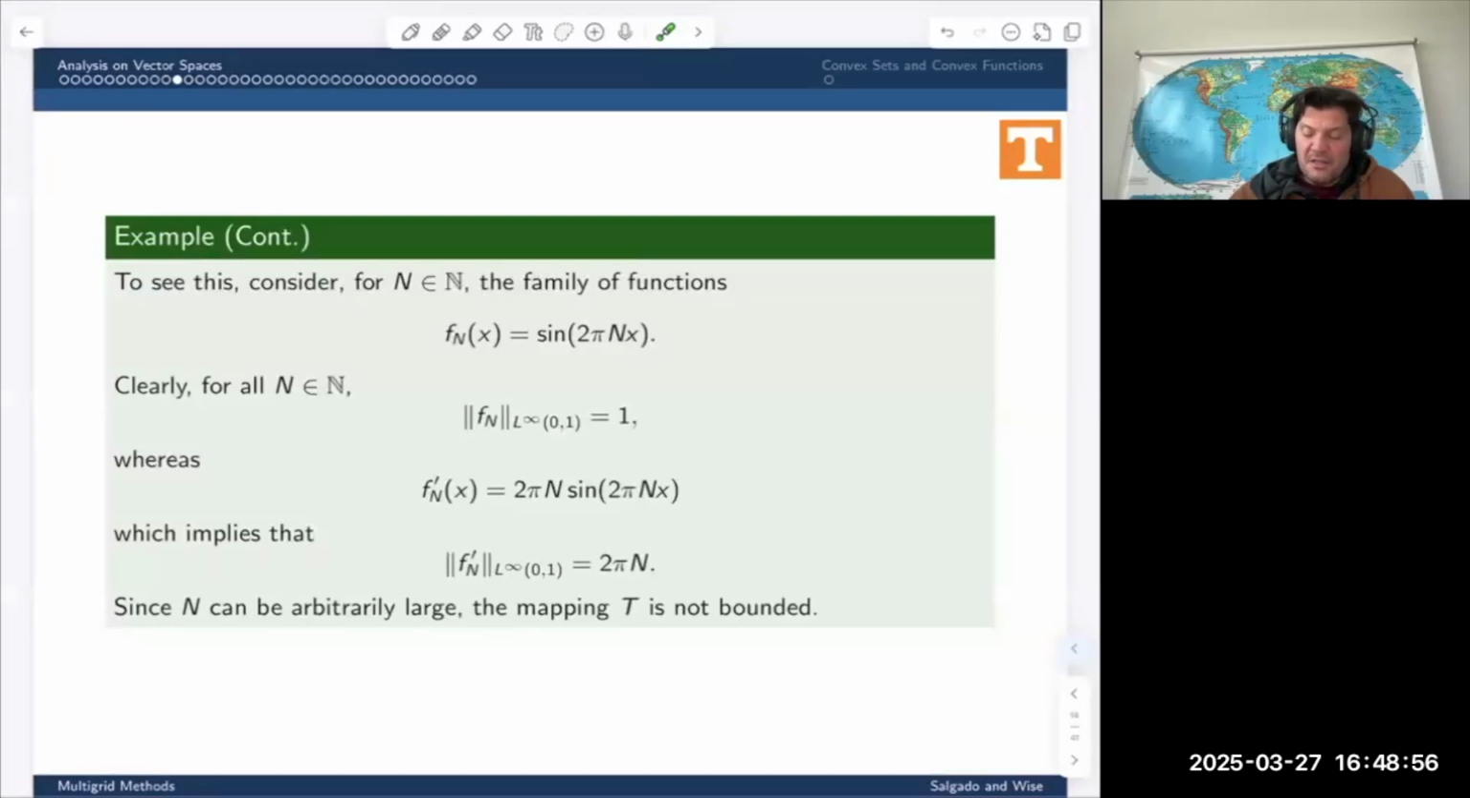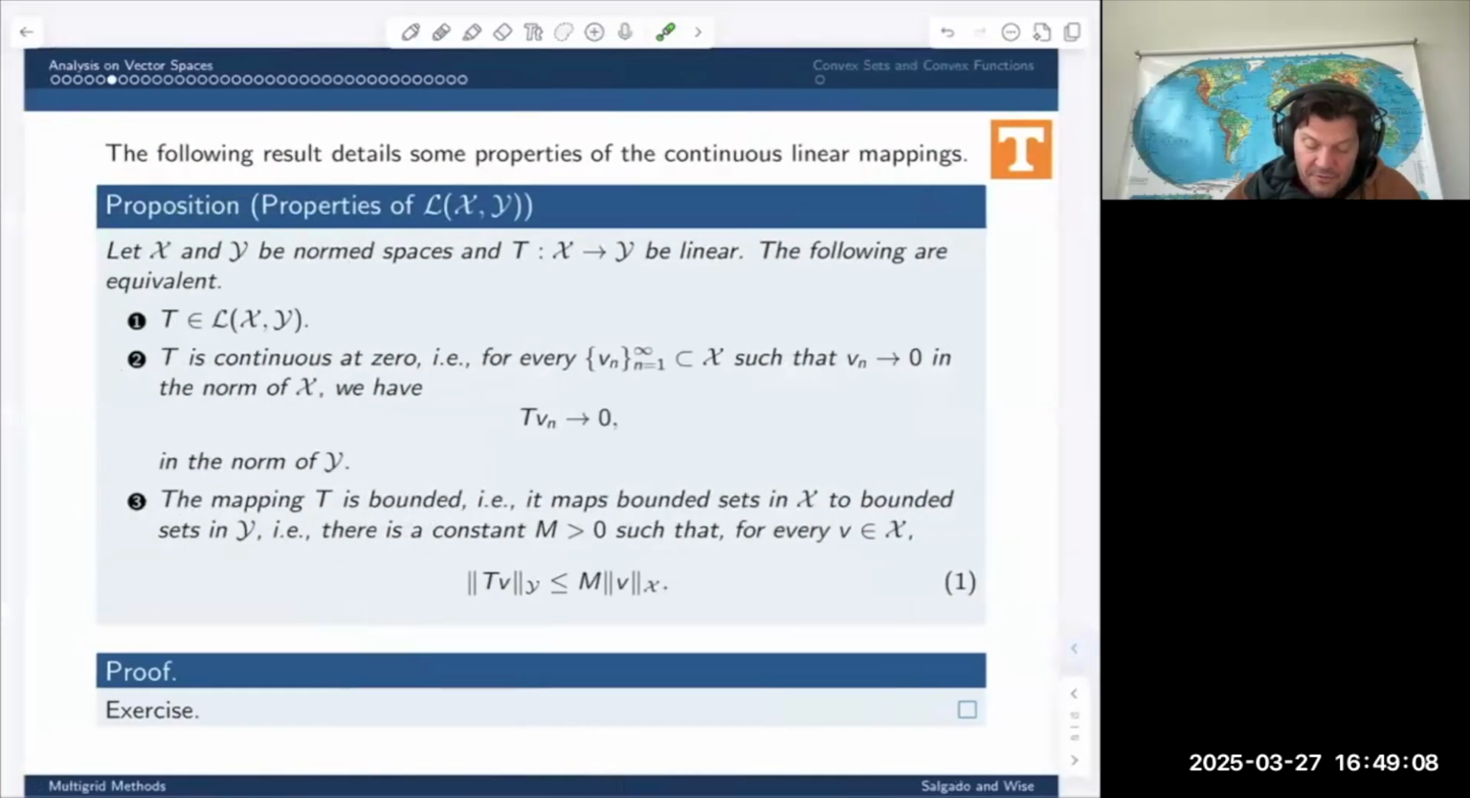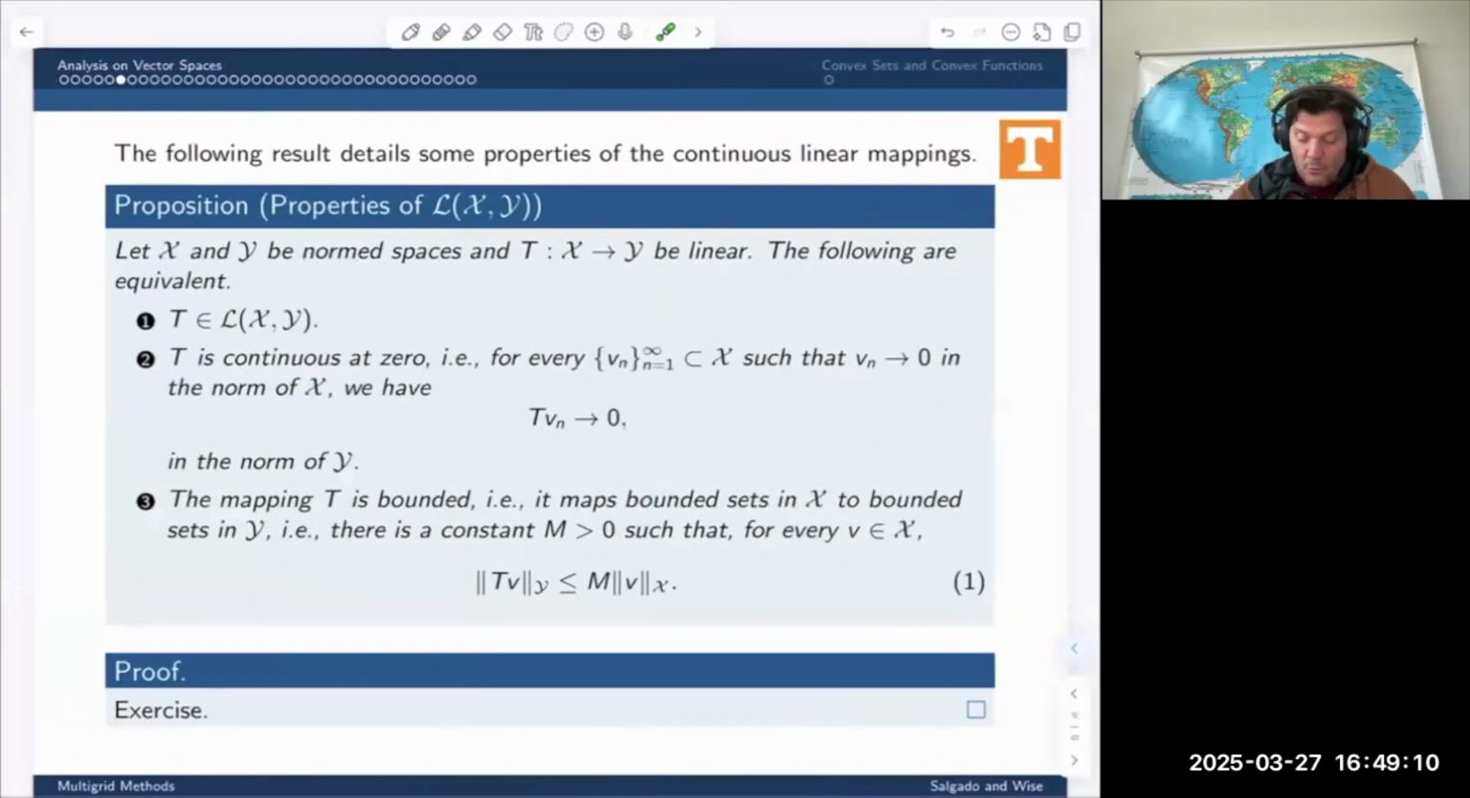The other way you could see that this is not a bounded mapping is you can negate the definition of what it means to be bounded. That definition is from a few slides ago, and it's given here in 1. So that's the definition of a bounded linear operator. It violates this, right? You can kind of see that here.